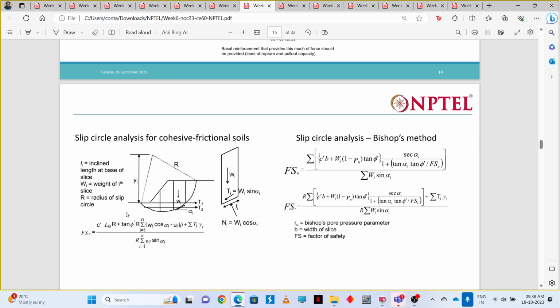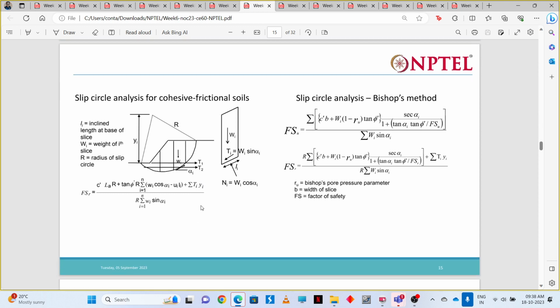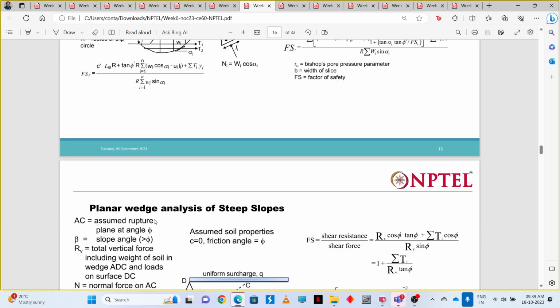We have the restoring force or restoring moment. You can see that T_i y_i. This is the moment that is generated due to the strength of the reinforcement that is placed. So this term actually comes from the reinforcement, and that will increase the factor of safety. If reinforcement is not there, this term won't be present. But we place the reinforcement, and that will increase the factor of safety.